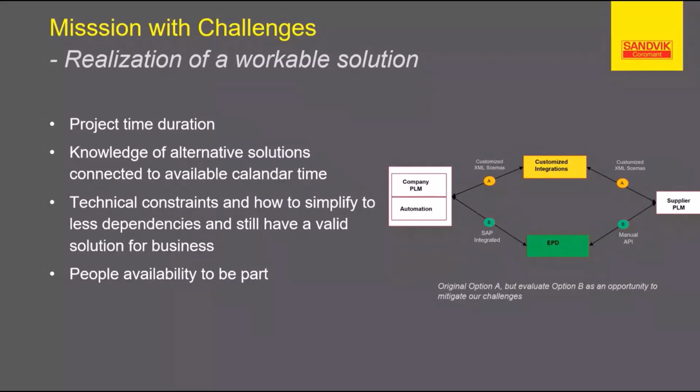And also people are very important with the competence we have, but still we have a very short project duration. To the right, you see a very simple sketch: we have a great setup of systems in Coromant, but we need to work with different suppliers' PLM systems. The yellow line, which we call A, with customized integrations, was the original plan.